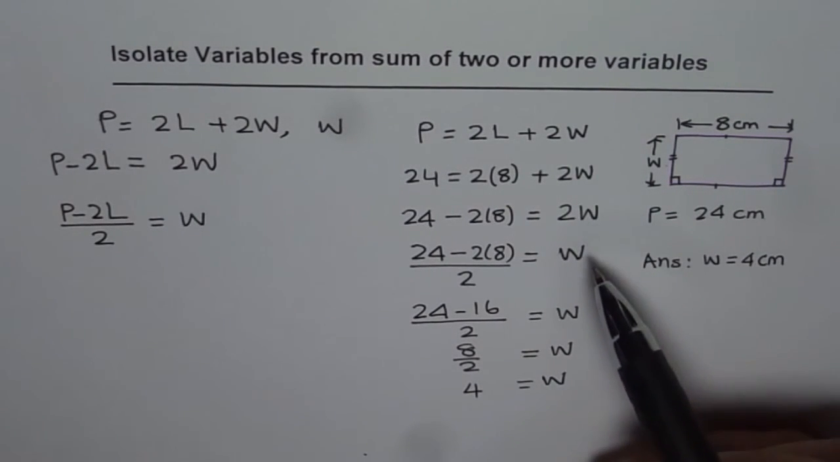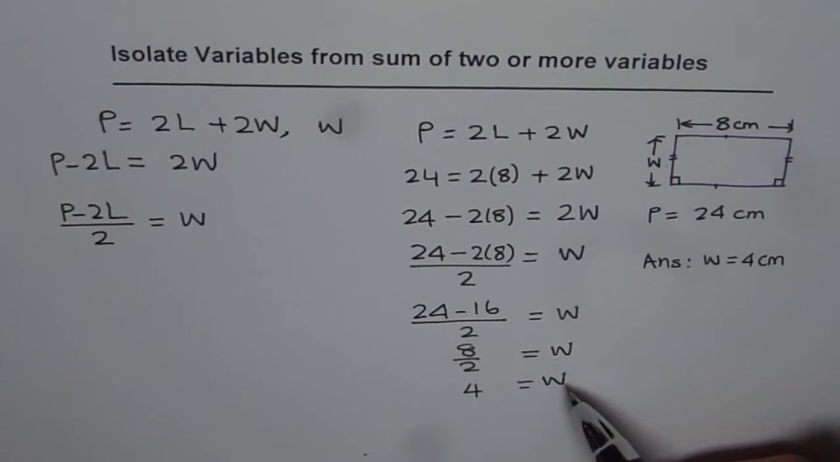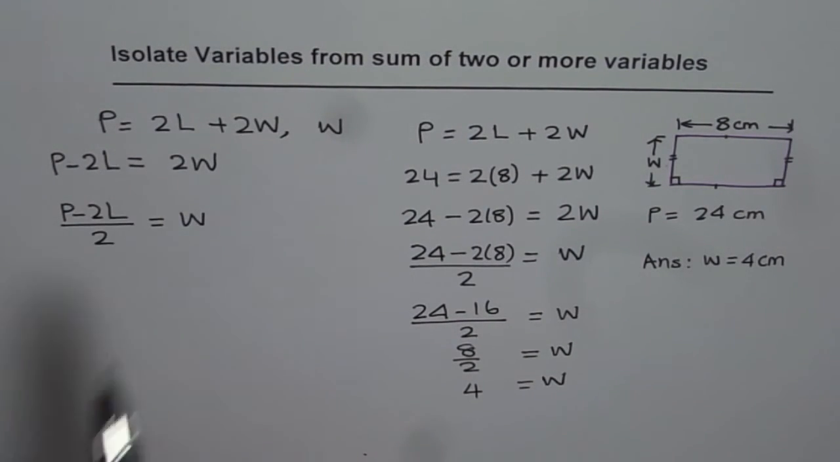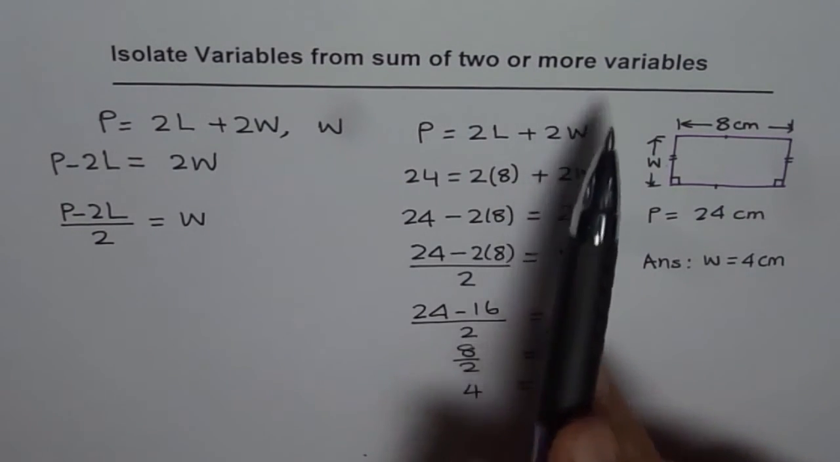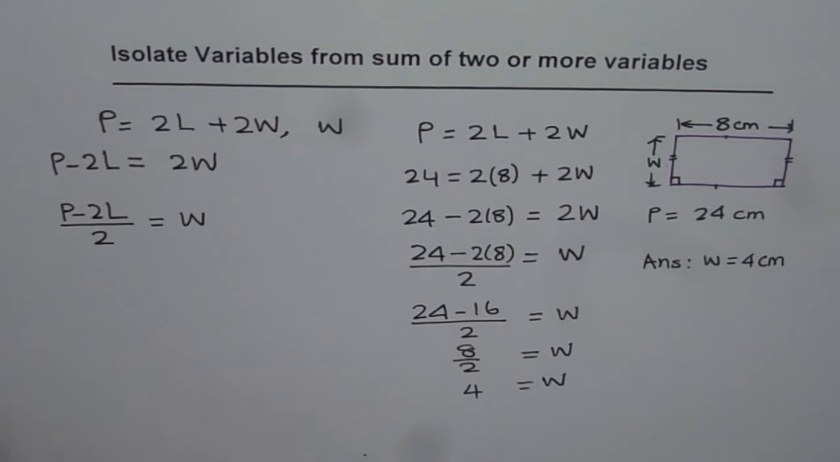Anyway, so these are the steps which you normally do to find the width. To isolate variable, we do the same steps, kind of similar. I hope that helps you to understand how to isolate variables when 2 or more variables are given to you in an equation. Okay.